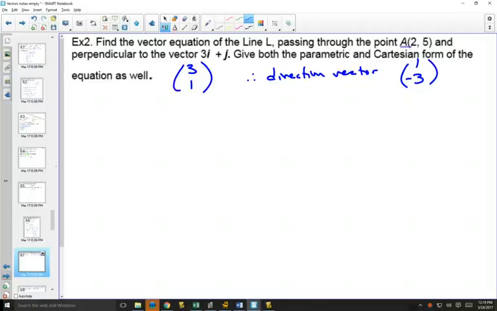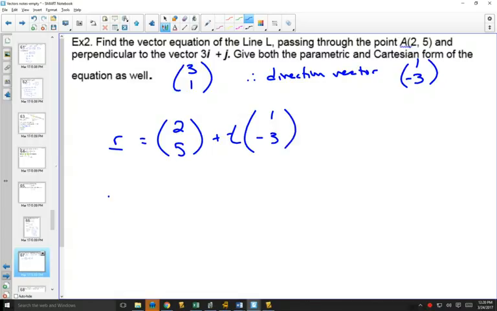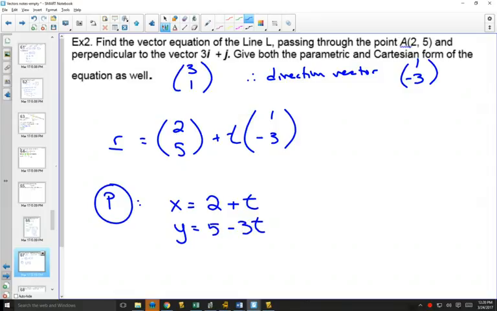So then our vector equation of our line, any point (2, 5) plus t (1, -3). Our parametric form, our x-coordinate is 2 plus t. Our y-coordinate is 5 minus 3t. And our Cartesian form, if we solve for t, we'd have x minus 2 is equal to y minus 5 over negative 3.